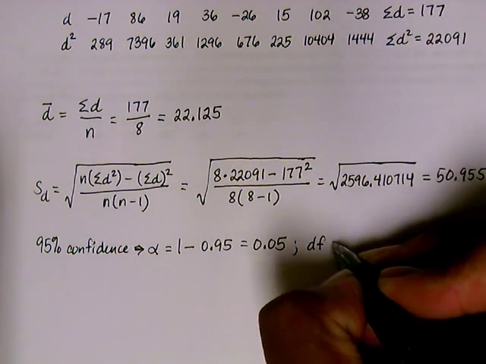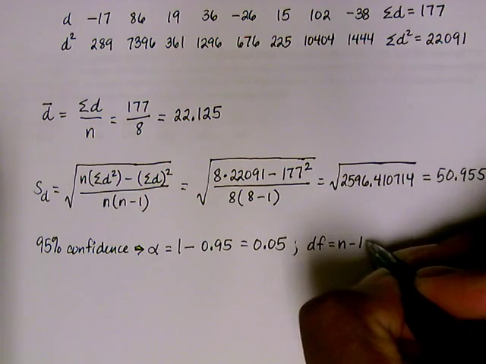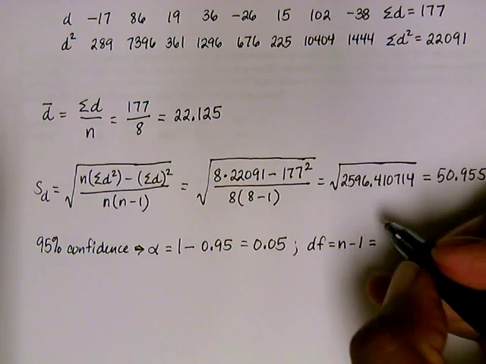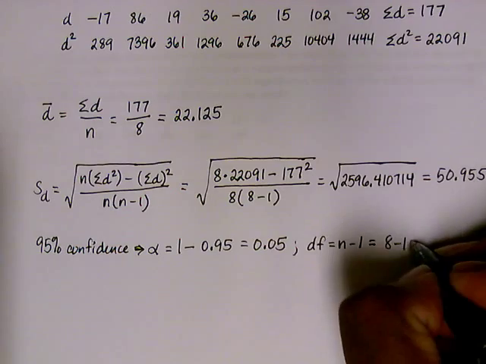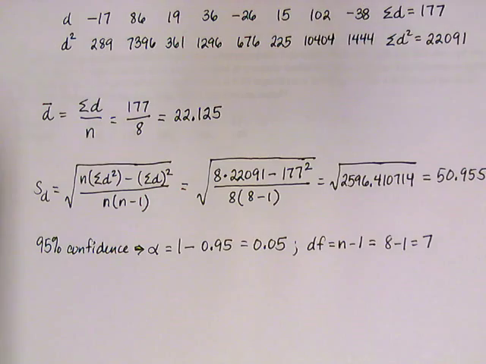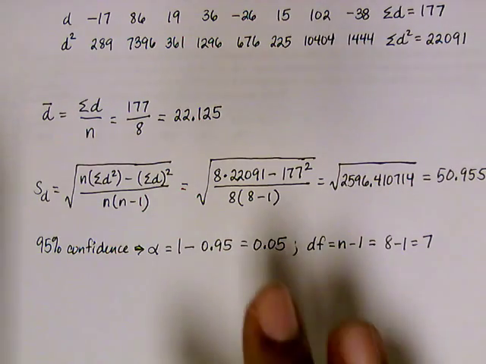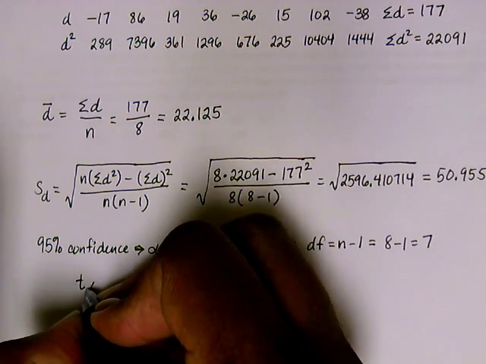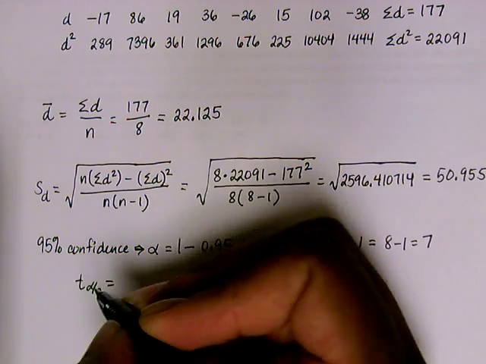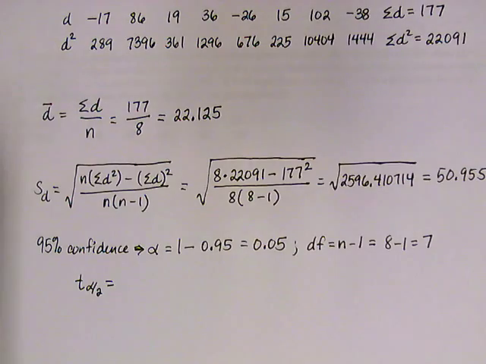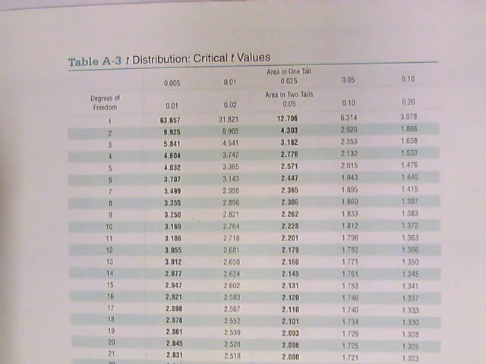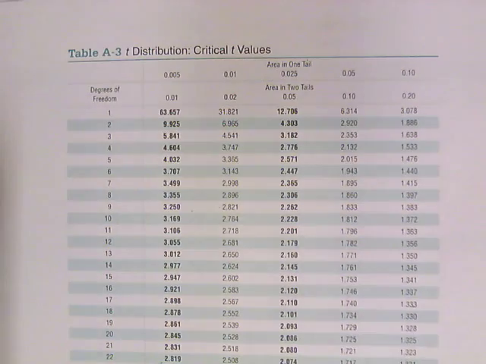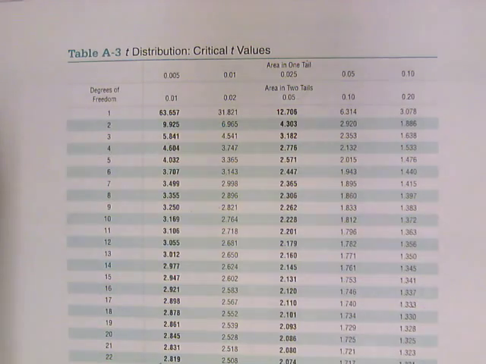Also, my degrees of freedom is n minus 1. There are 8 paired data, so that means 8 minus 1 will be 7. Now those 2 pieces of information I'm going to use to find the critical t-value. So this is where I use the t-distribution critical t-values table, or table A-3.